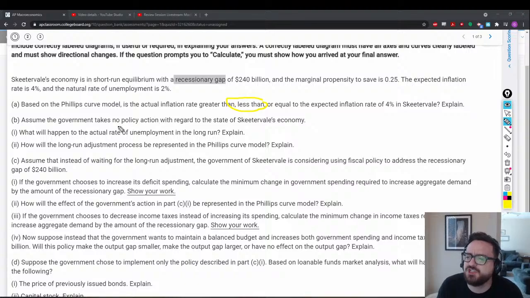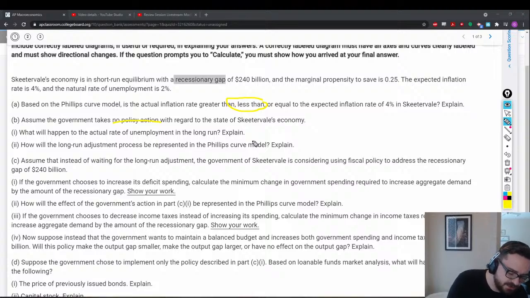Okay, B, assume the government takes no policy action. I already should be prompted to know what to do here. There's no government action to resolve this. What will happen to the actual, not natural, the actual rate of unemployment in the long run? Explain it. And how will the long run adjustment process be represented on the Phillips curve?